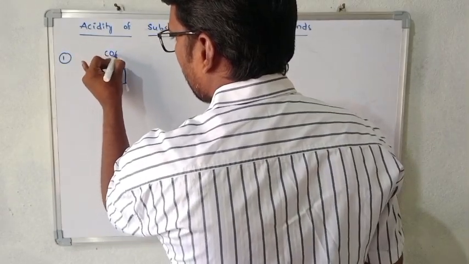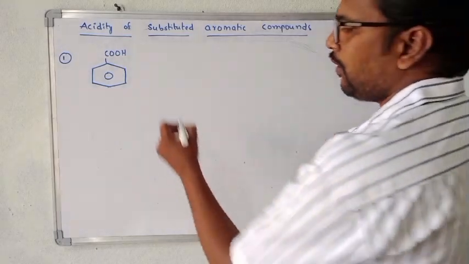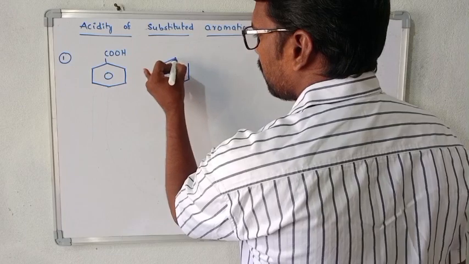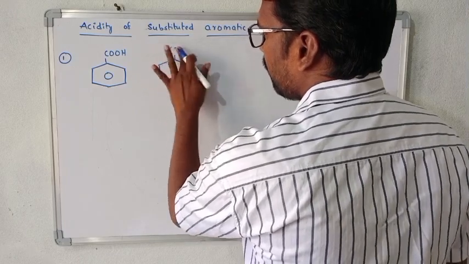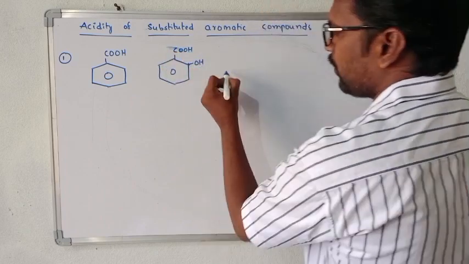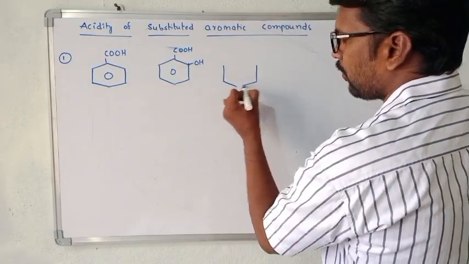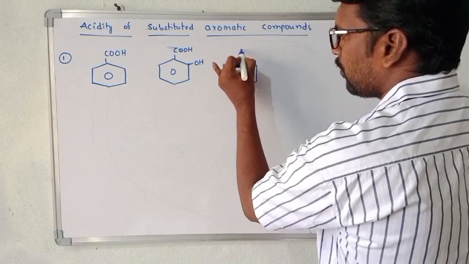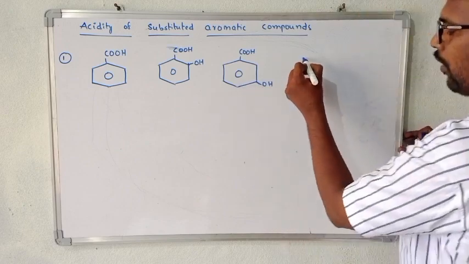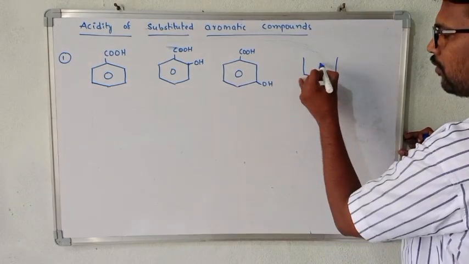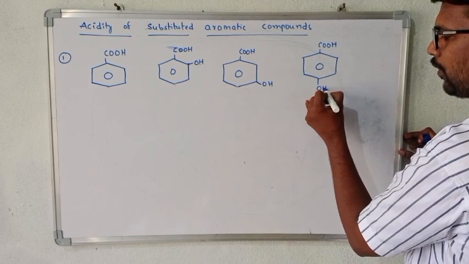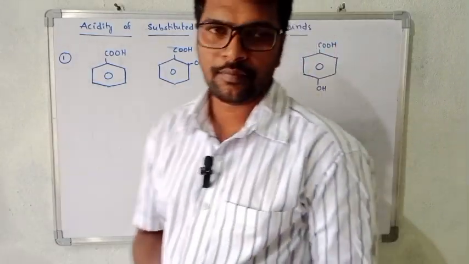On benzene ring, COOH is benzoic acid. Now we can take the OH group, that is the hydroxy group. The hydroxy group can be present as a substitution on benzoic acid. The first is ortho-hydroxy benzoic acid, the second example is meta-hydroxy benzoic acid, and the third one is para-hydroxy benzoic acid. Now we can compare the acidity of these four groups.